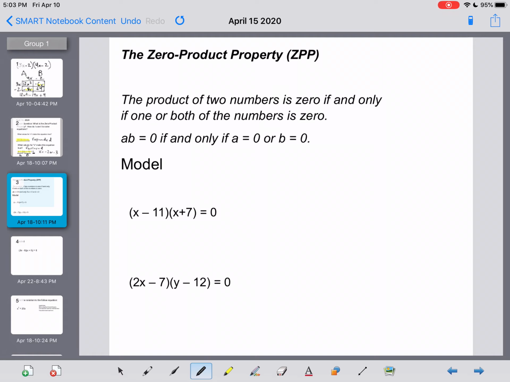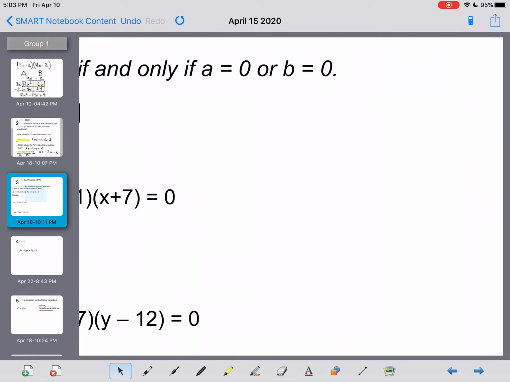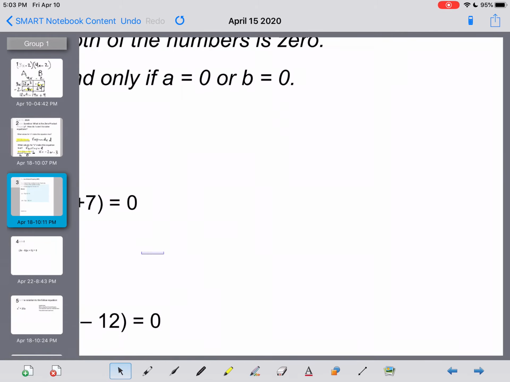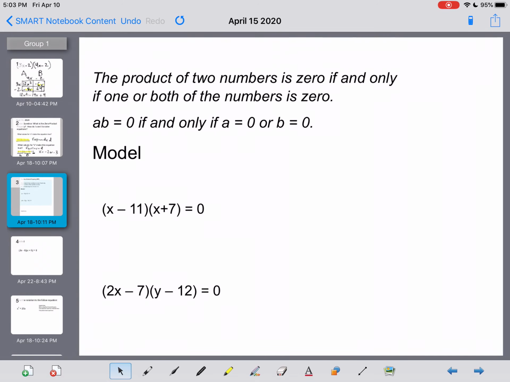All right? So let's model one. And I'm going to use the zero product property. Let me just move this over a little bit. Okay. So the first one says the quantity of x minus 11 times x plus 7 equals 0. So take a look at this. There's two parts here. Let me call this part A and this part B. In order to get an answer of 0 or a product of 0, I know either A or B have to be 0. So I'm just going to set up a simple equation.